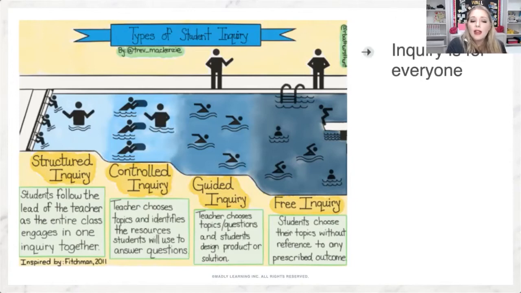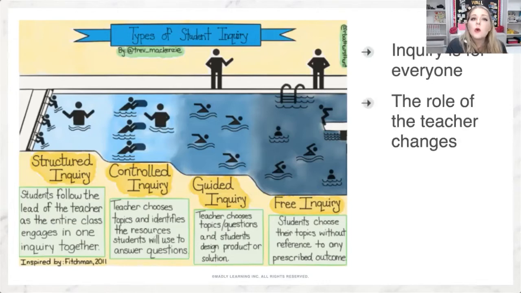When I look at this model, it tells me that inquiry is really for everyone. Everyone is in the pool, and you can modify and accommodate, because you can provide more structure and support for some, while allowing others to journey further and further into the deep end. Notice the role of the teacher as we start structuring everything and supporting our students, because that's what they need at the beginning stages of their inquiry journey, but it's also about our inquiry journey. And we slowly move ourselves further and further away from the person who is controlling every aspect of learning. And we move from being in the pool to guiding on the side.